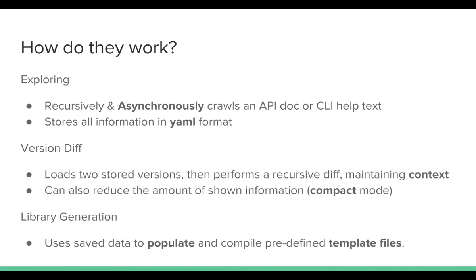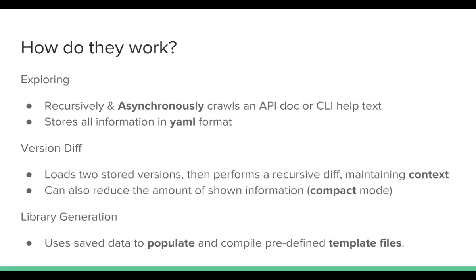Okay, the way that it does stuff like version diffs is it loads the two stored versions. You have to actually have a stored version from the previous one, as well as run it for the current version, and then it will recursively go through and pull out the diff between the dictionaries and lists that make up that file. That's the way it's able to actually maintain the context and print that out.